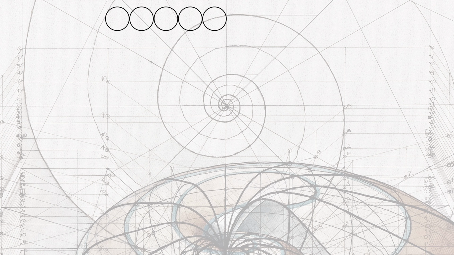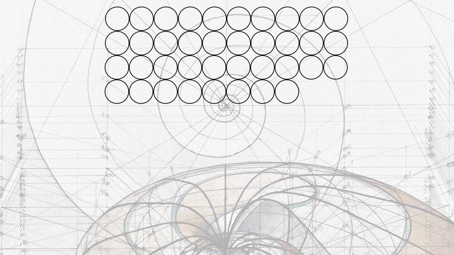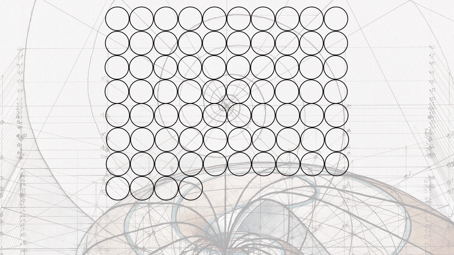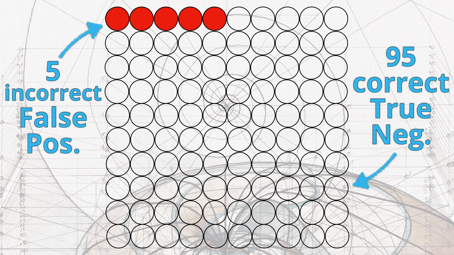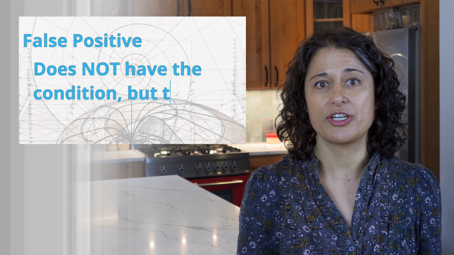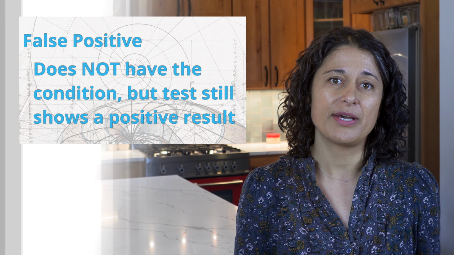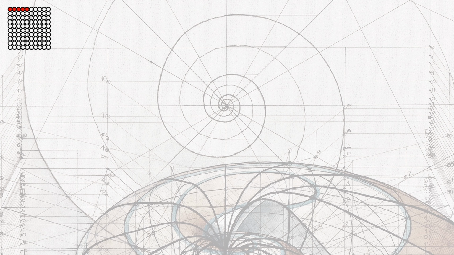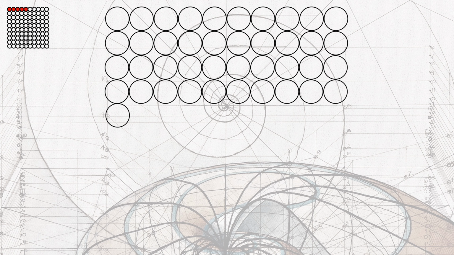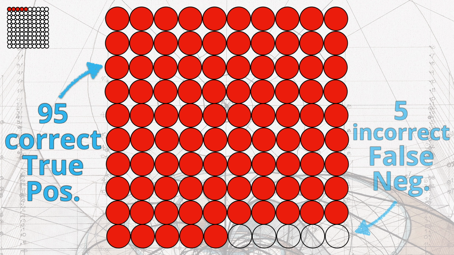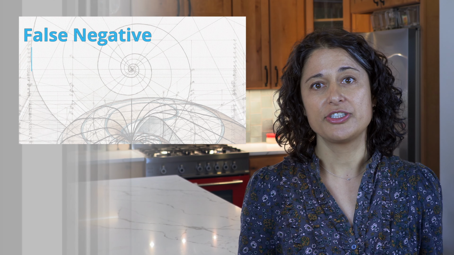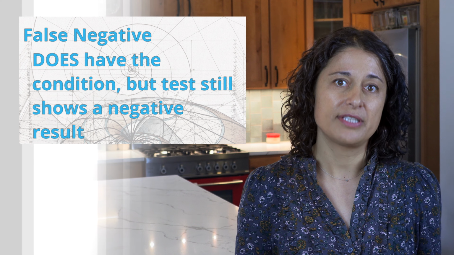What this means is that for a group of 100 people who do not have the condition, on average, the test is going to correctly show a negative result for 95 of them. But there will, on average, be 5 false positives. False positives are people who do not in fact have the condition, but the test gives them a positive result anyway. And for a group of 100 people who do in fact have the condition, the test will, on average, correctly show a positive result for 95 of them. But there will, on average, be 5 false negatives. False negatives are people who do in fact have the condition, but the test gives them a negative result anyway.